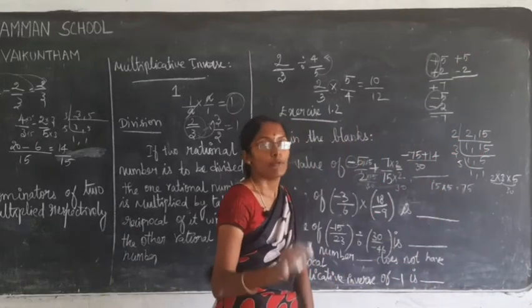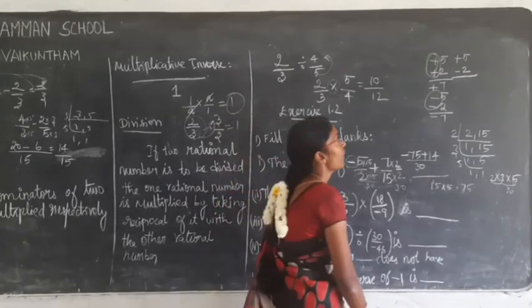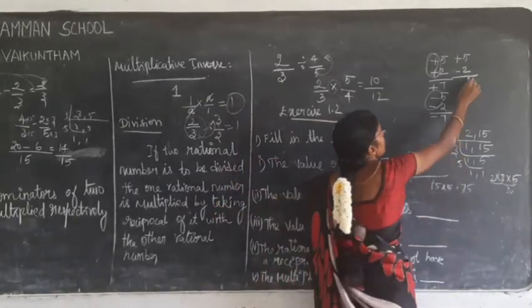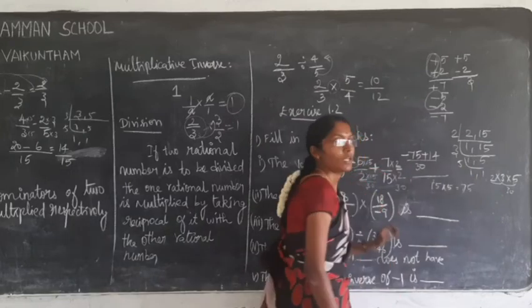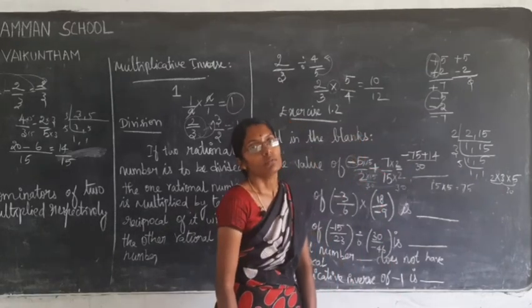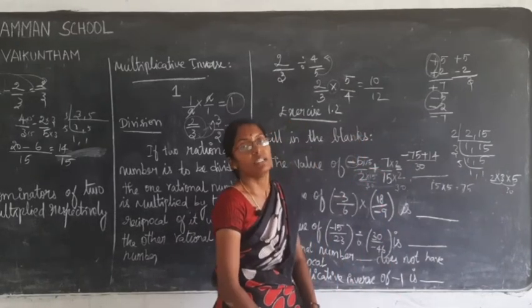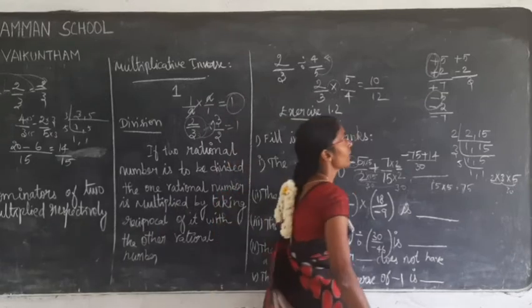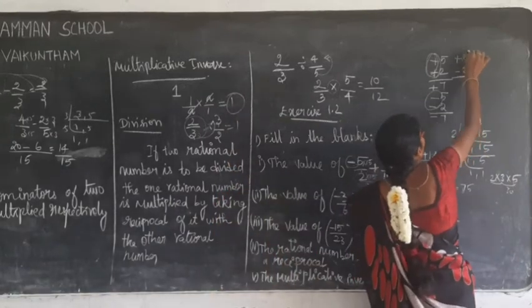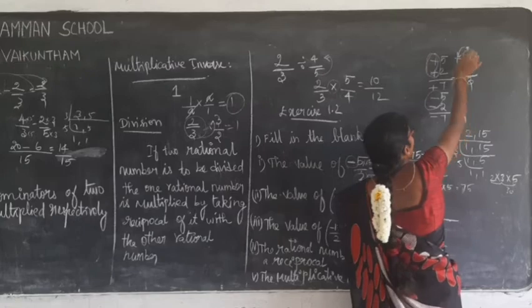you have to do subtraction. So 5 minus 2, what is it? 3. Which symbol will you put? The greater number's symbol. So what is the greater number here? 5. So what is the symbol here? Plus.